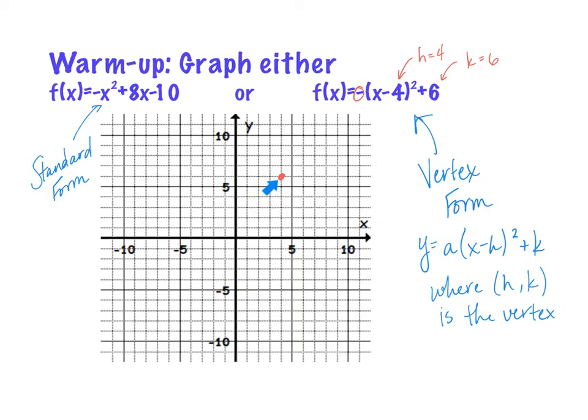So we start by graphing that. We also have a negative a out in front, which means we're going to go out and down instead of out and up. So out 1, down 1, out 1, down 3, and then out 1, down 5 in both directions. So that gives us our parabola for the vertex form.